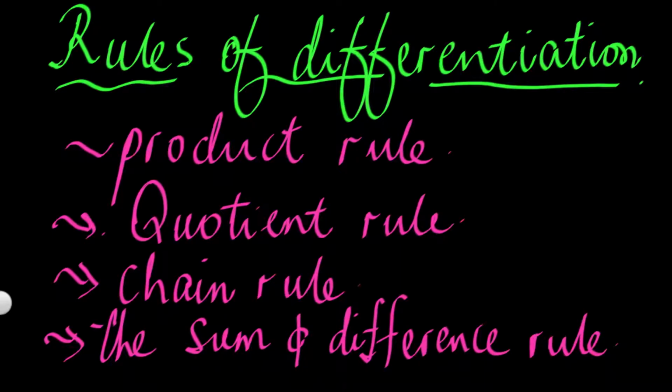In elementary calculus, we learn the rules of differentiation. In this video, I'm going to explain 4 rules of differentiation: the product rule, the quotient rule, the chain rule, and the sum and difference rule. I'm going to start with the sum and difference rule because it is a straightforward rule. Then I go to the other rules.